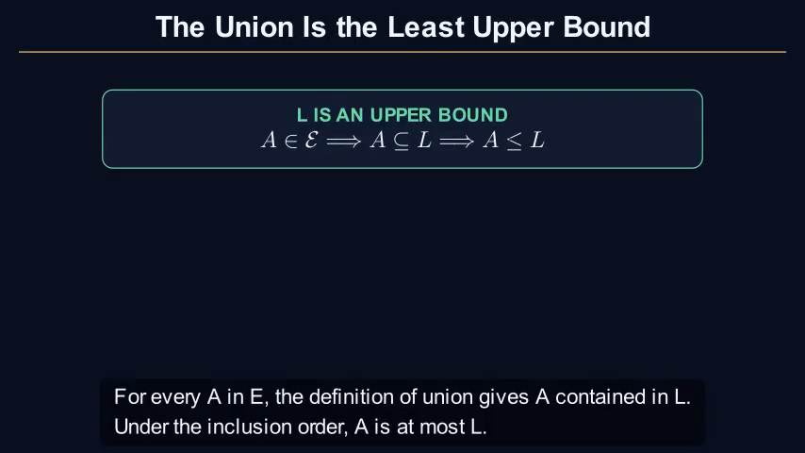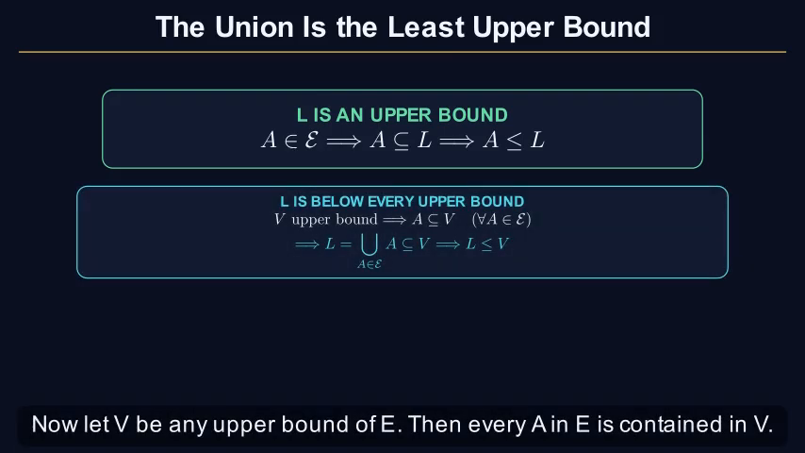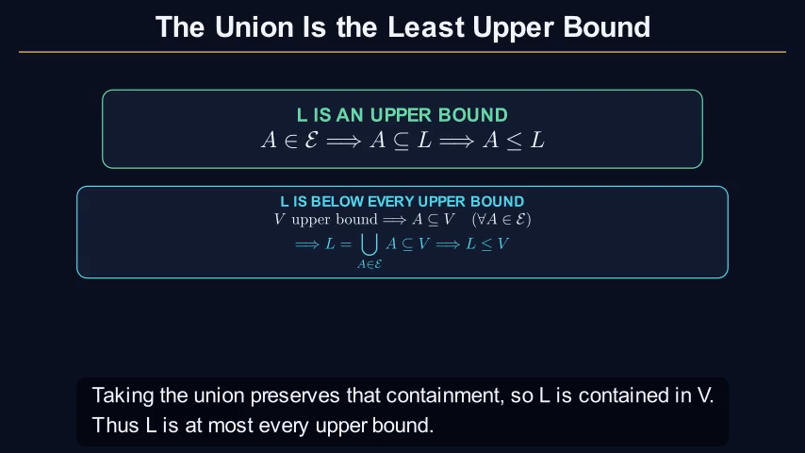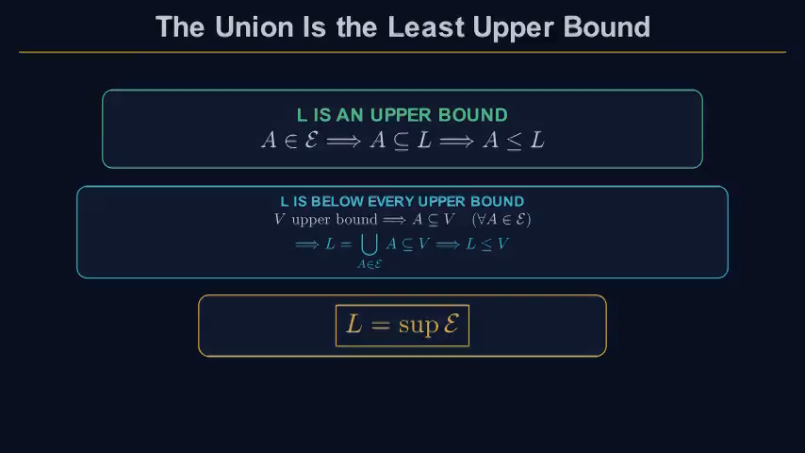For every A in E, the definition of union gives A contained in L. Under the inclusion order, A is at most L. Therefore L is an upper bound of E. Now let V be any upper bound of E, then every A in E is contained in V. Taking the union preserves that containment. So L is contained in V. Thus L is at most every upper bound. Consequently L is the least upper bound of E.